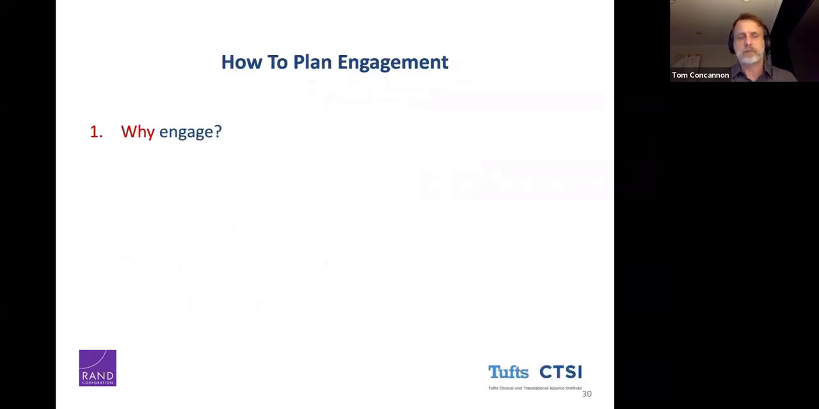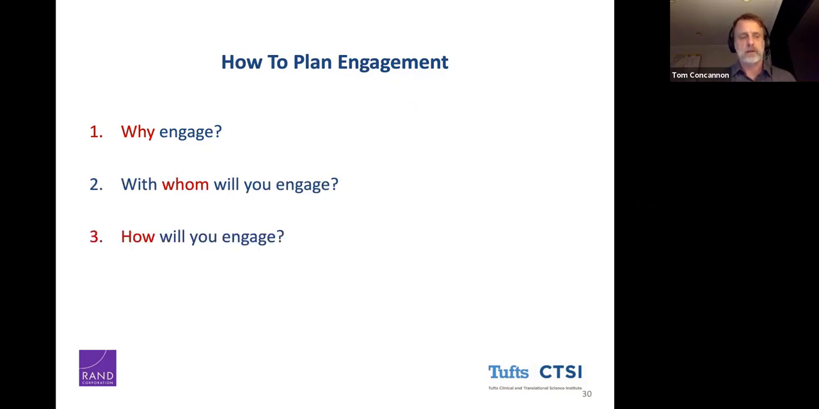The first step to planning an engagement activity is to understand why we're engaging in the first place. The second step is to identify whom we'll be engaging with. The third is to figure out how we will do the engagement work. And then the fourth and final step is to sketch out the research activities in which the stakeholder groups will be engaged.